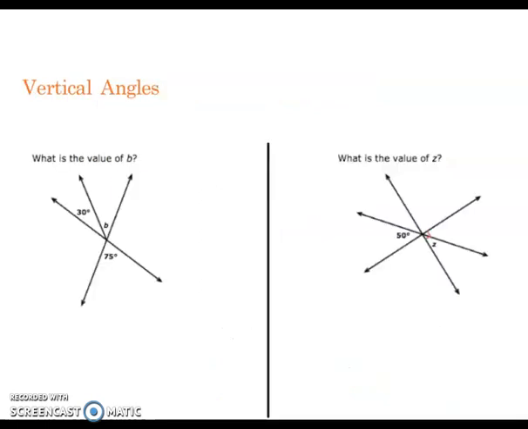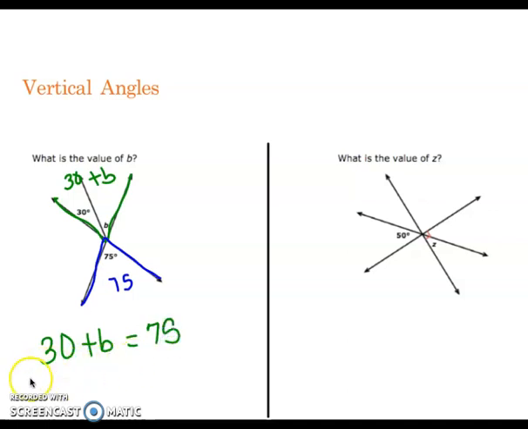Okay, vertical angles. So remember, vertical angles are equal. If we look at this example, we have this green angle that is vertical to this blue angle that I just drew. The blue angle is 75, but the green vertical part is 30 plus B. So we have 30 plus B has to be equal to the 75, because vertical angles are equal. So I subtract 30 from both sides, and I get B to equal 45 degrees.